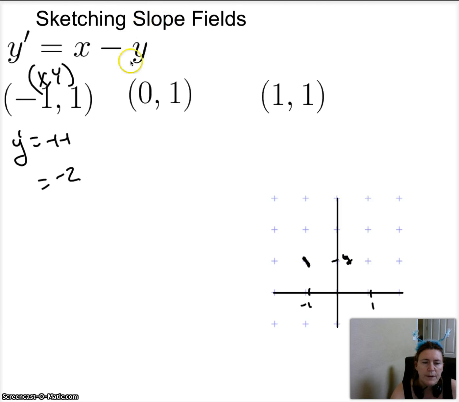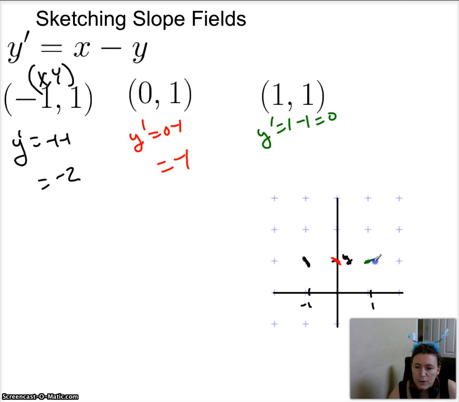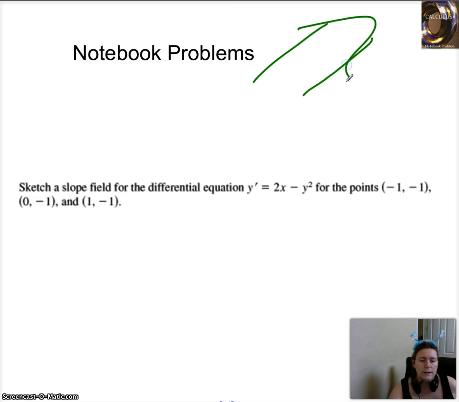Now let me change colors. At 0, 1, y prime is 0 minus 1. It's negative 1. So at x equals 0, y equals 1, the slope is a nice little negative 1. Now let's go on to 1, 1. y prime, where x is 1 and y is 1, is 0. So we're going to put a little short horizontal line there. So the slopes at those particular points are represented by these short little lines. Now you try it. Stop the tape, turn the tape back on, and when you're done, we will do something else.